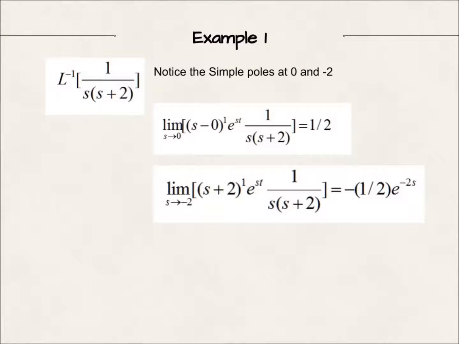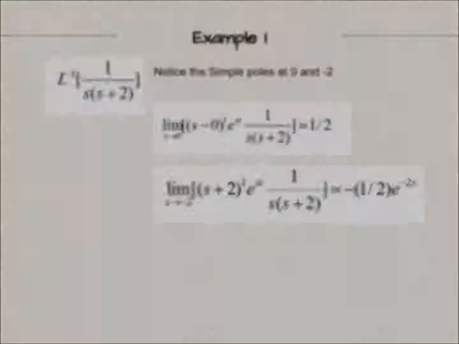What if we wanted to take the Laplace transform of a function F(s) equals 1 over s times (s plus 2), where we have two simple poles, one at 0 and one at negative 2? Well, then we could evaluate the residue theorem at each individual pole, which would yield 1/2 at s equals 0 and negative 1/2 e^(-2t) at s equals negative 2.